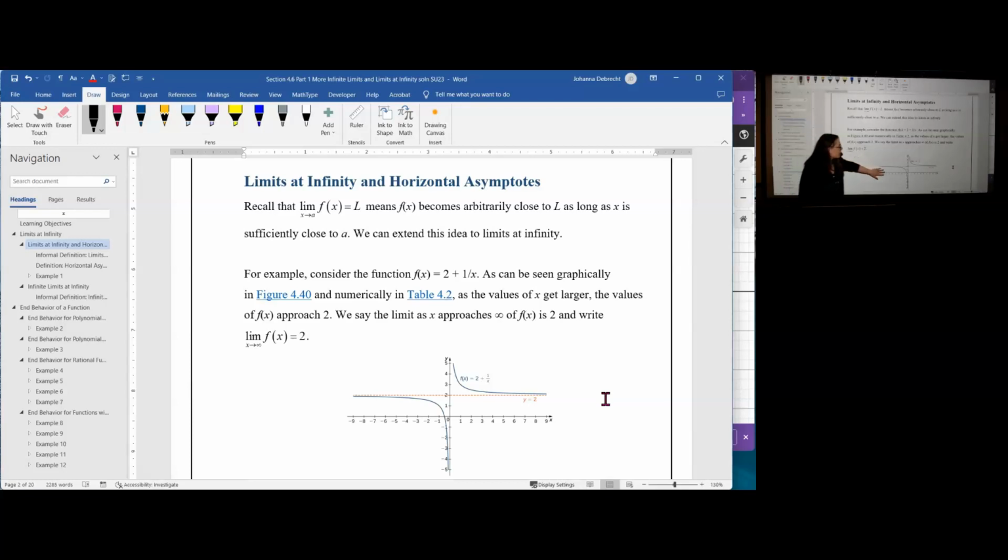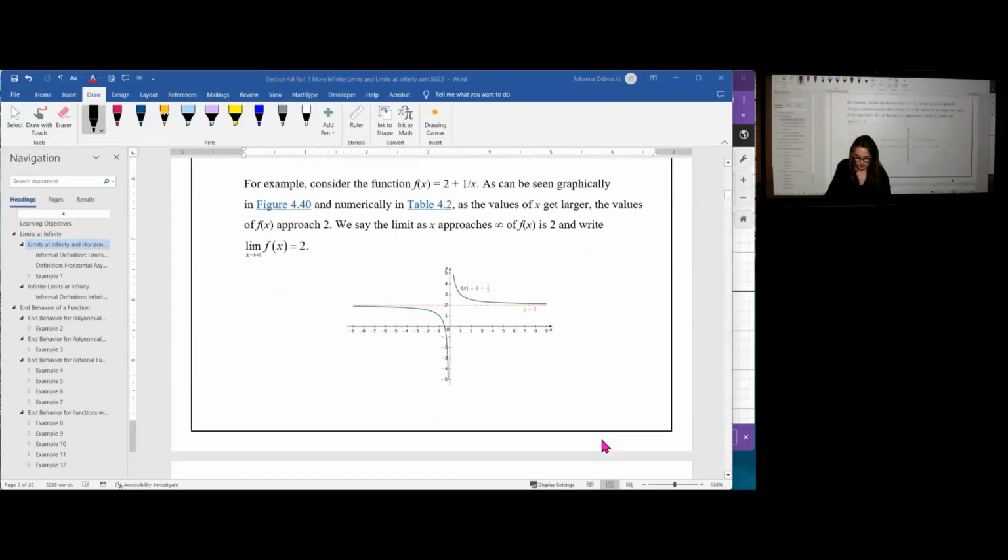In the graph that you see here of the function 2 plus 1 divided by x, we can see that the function as x goes to positive infinity is approaching the constant function y equals 2. We would say then that the limit as x goes to infinity of f of x equals 2. This is how we would write it right here on the left.